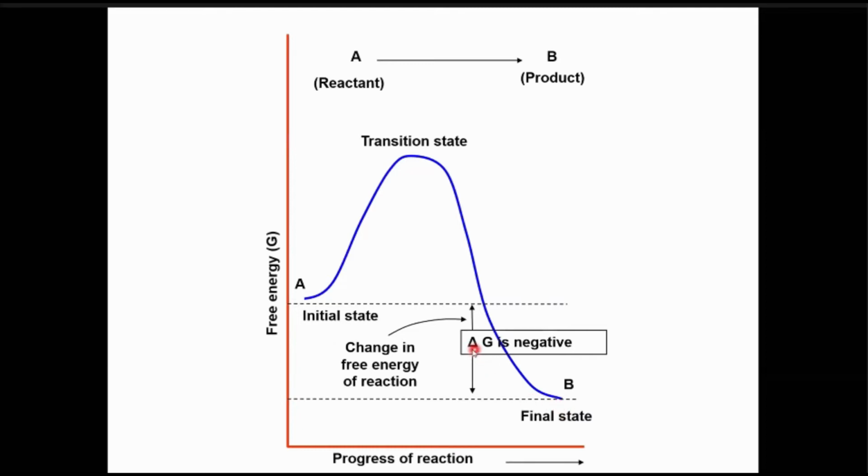You see delta G. What does delta mean? Delta means the change in free energy. G is the free energy, and delta G is the change of free energy. It means if you take the energy of A minus the energy of B, you will get a negative value. So if they tell you delta G is negative, automatically you know this is an exergonic reaction. Again, the final state is less than the initial state, and the change in free energy is negative.